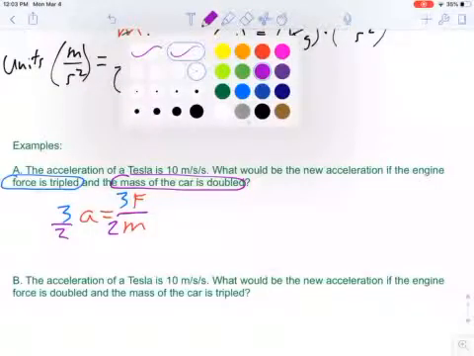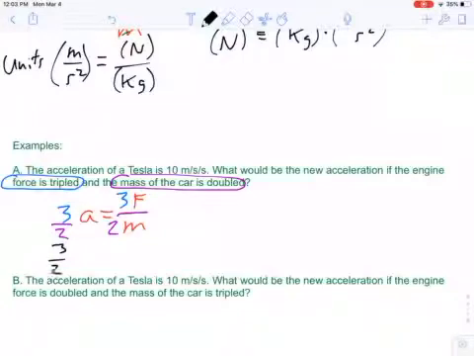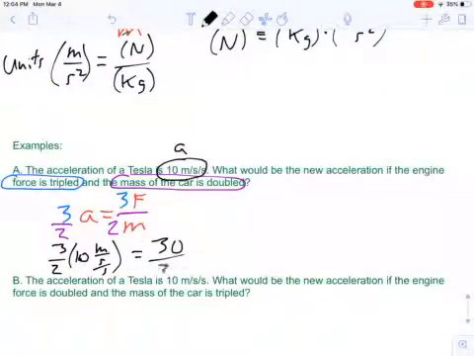And if we multiply 3 over 2 by the original value for the acceleration, we're told here that the acceleration is 10 meters per second squared. Then that becomes 3 times 10, which is 30, divided by 2, which is 15 meters per second squared. So that would be the new acceleration. Now we have the answer.